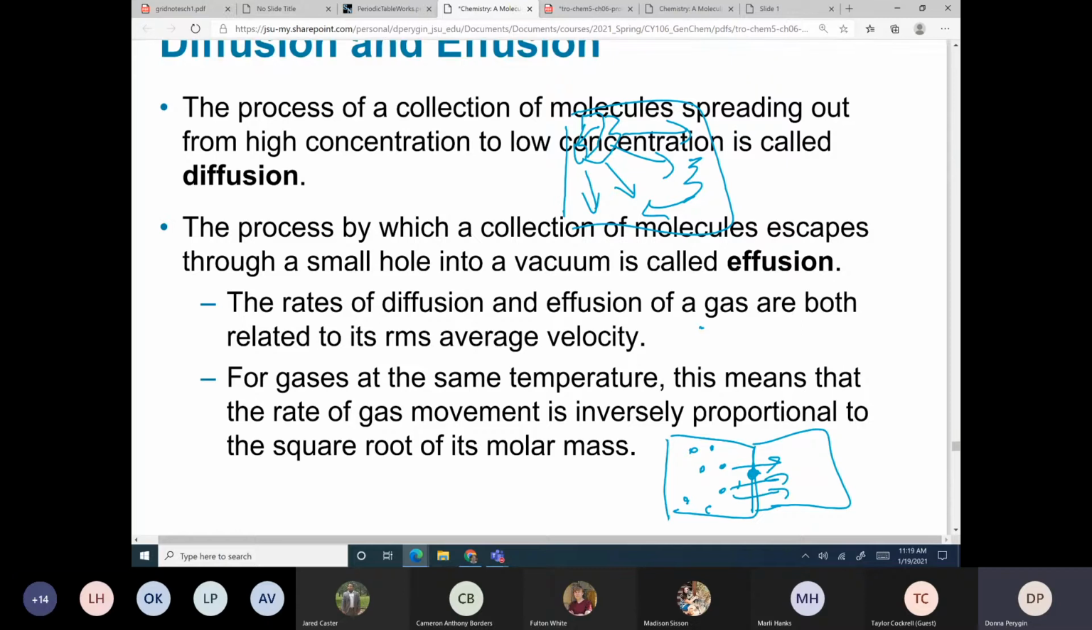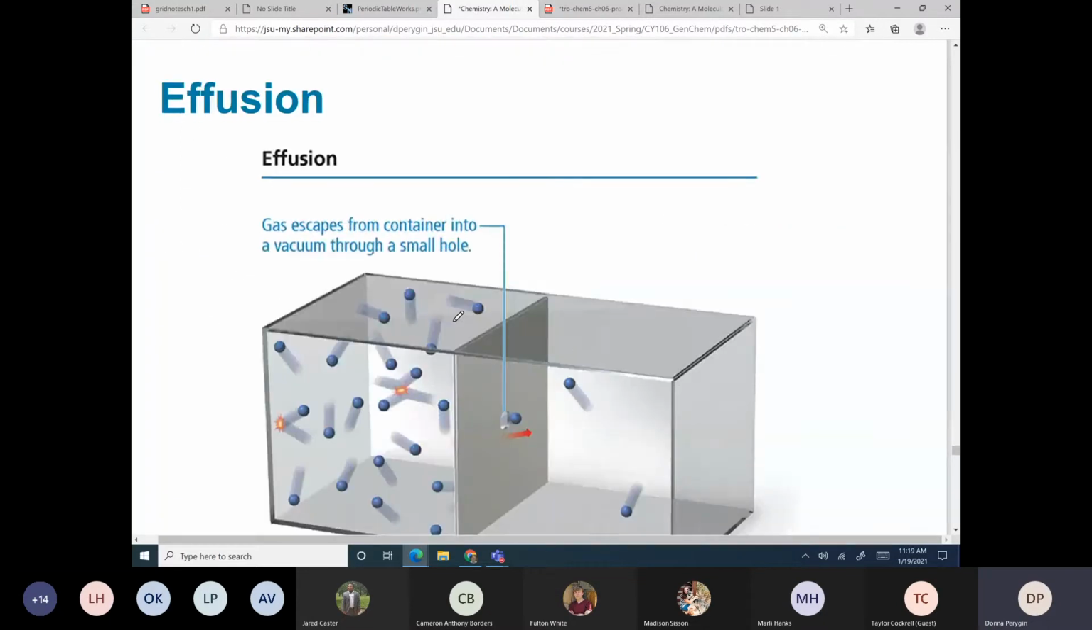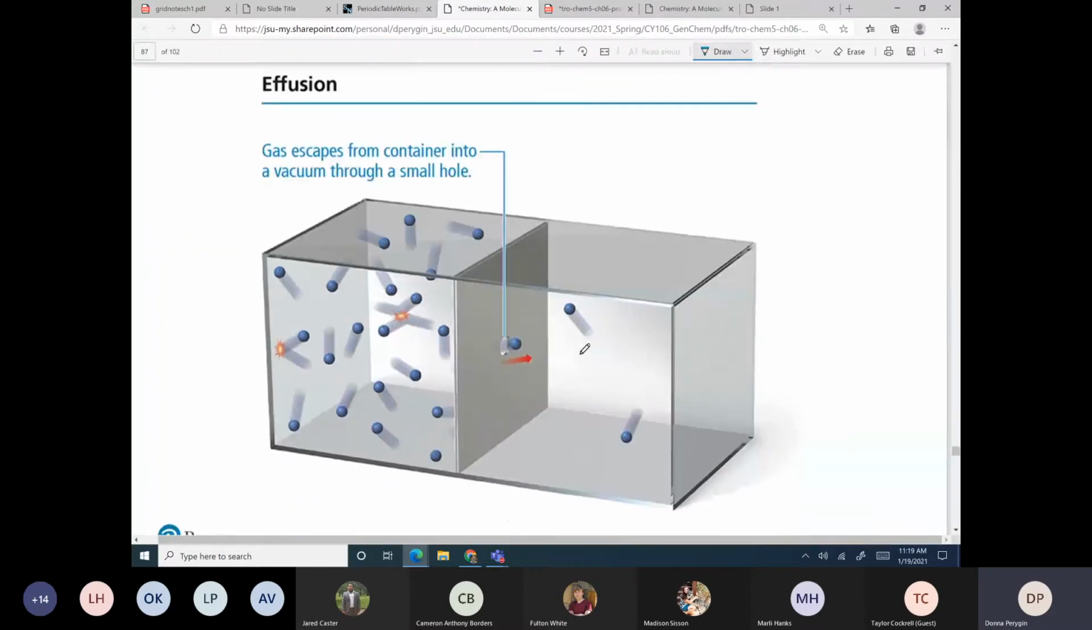The rate of diffusion and effusion of a gas are both related to its average velocity, okay? So for gases at the same temperature, this means that the rate of gas movement is inversely proportional to the square root of the molar mass. So we get this ratio. We'll look at that in a minute.